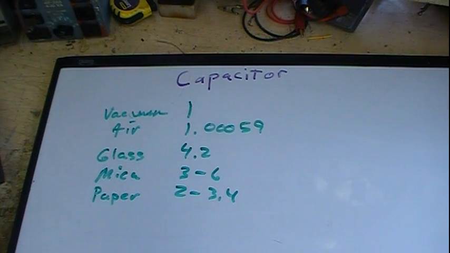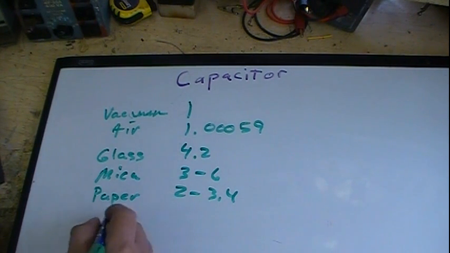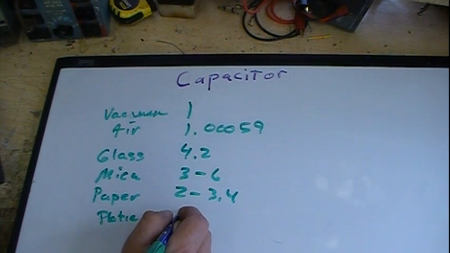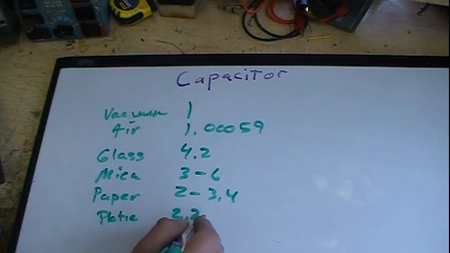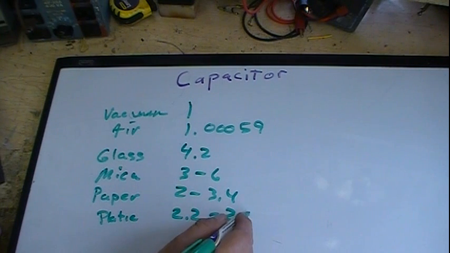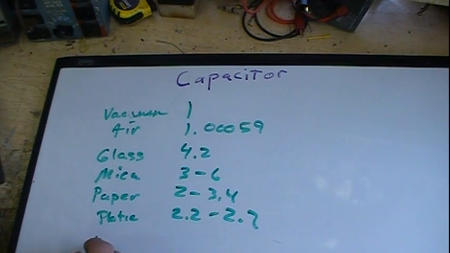Now, your plastics, basically the plastic film caps, I'll just put plastic, run in the vicinity of around 2.2 to 2.7. And then water, and yes, there were some water caps made. It's distilled water, and there are a lot of special precautions that have to be taken with it. The dielectric constant is extremely high. It's 81.